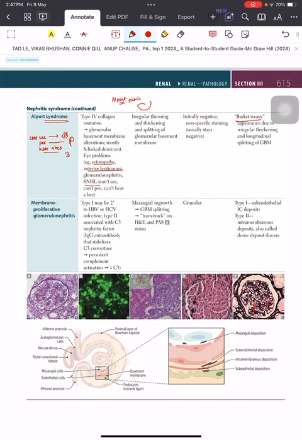Then we have membranoproliferative. Membranoproliferative can be type 1 or type 2. It's similar to rapidly progressive, so it's basically a combination. Type 1 is mostly because of a hepatitis B or C virus, and type 2 is mainly associated with C3 nephritic factor. That's pretty much it. And there's immune complex deposition and tram track appearance, and again, it's not really tested that much, but this is all about nephritic syndrome.